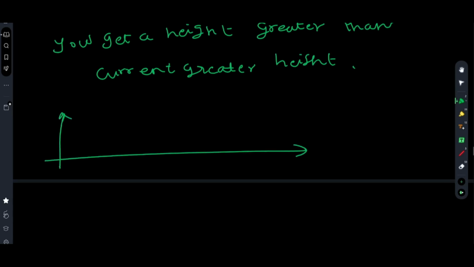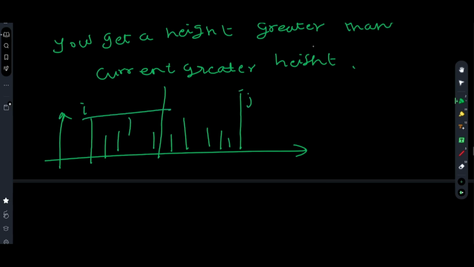For example, if it is this and if it is this, it is i, it is j. You see, j is greater than all of them. But this is greater than j. This is slightly greater than j.